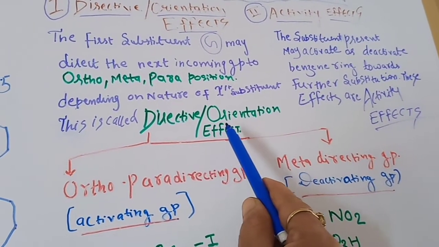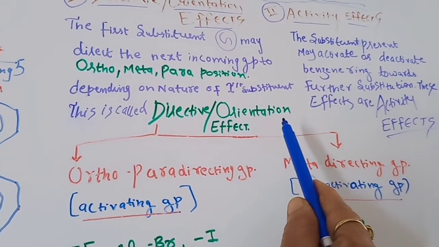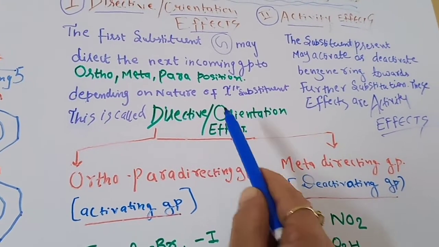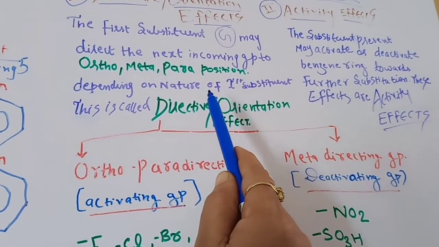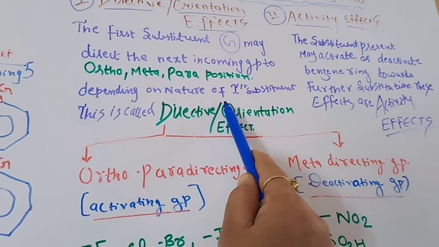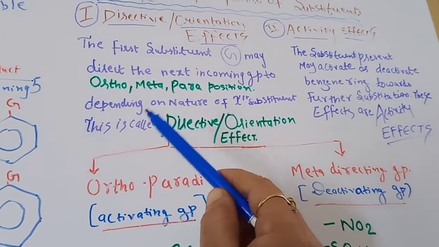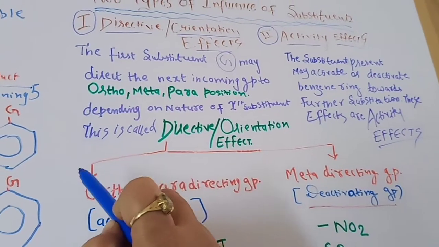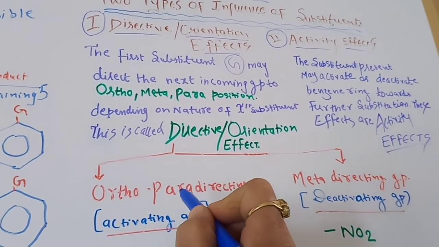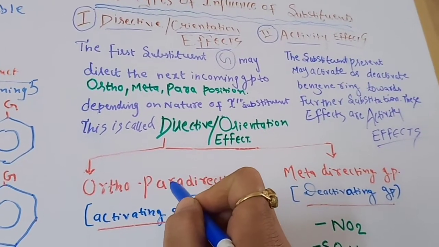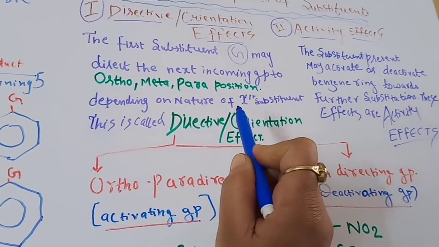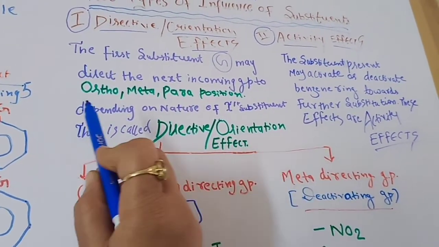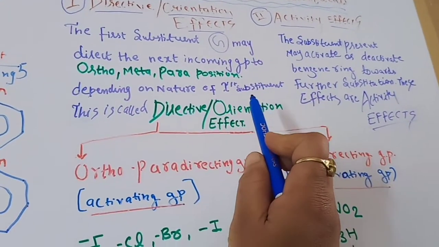What is the meaning of orientation? Means to arrange the second group either to ortho, meta or the para position. It will depend totally upon the nature of the first substituent. Simple, na? If you are entering a class, you see who is sitting, and then only you will decide your place. So it totally depends upon the nature of the first substituent, whether the second substituent will take place at the ortho, meta or the para position.